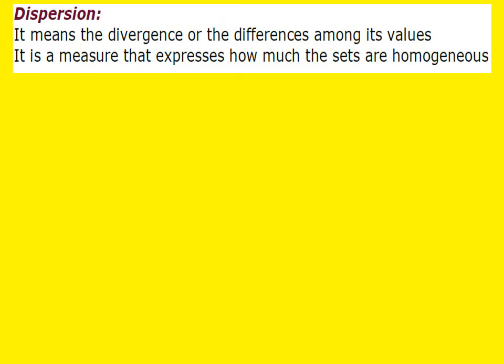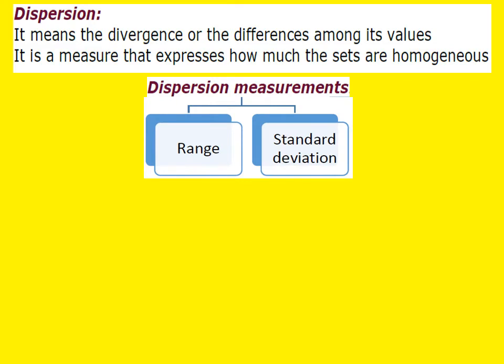Dispersion: it means the divergence or the differences among its values. It is a measure that expresses how much the sets are homogeneous. Dispersion measurements: range and standard deviation.